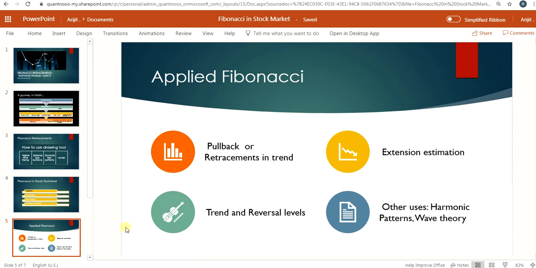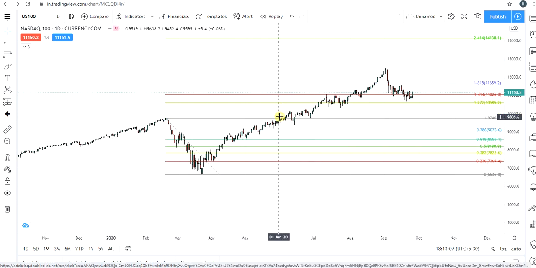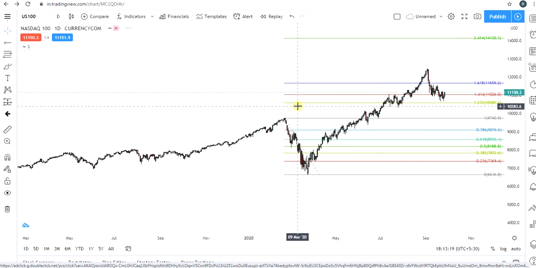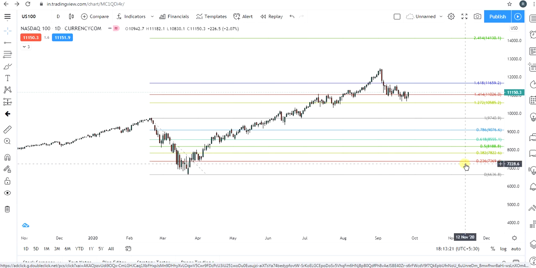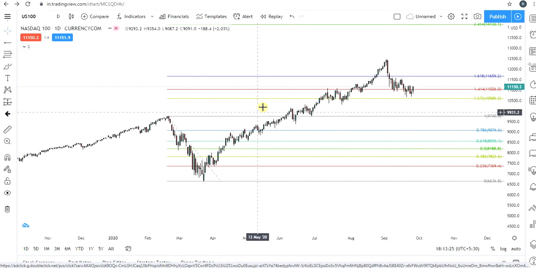Another one is extension estimation. So what is extension estimation? At this point, when the price was here, you know that price has tested the previous high, but you don't know what is the next level above this, which level it can come to, because there is no market structure to give you a demand and supply zone. So you cannot draw a demand supply zone if the structure is not formed yet.